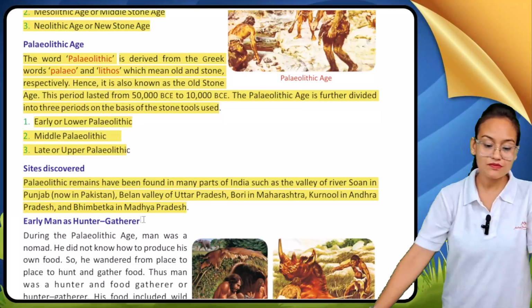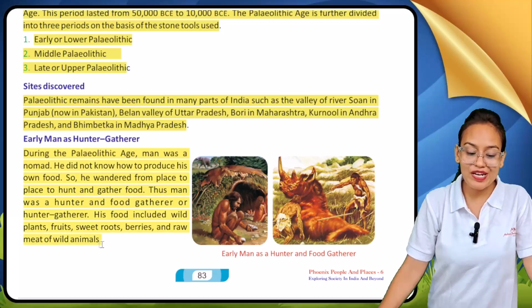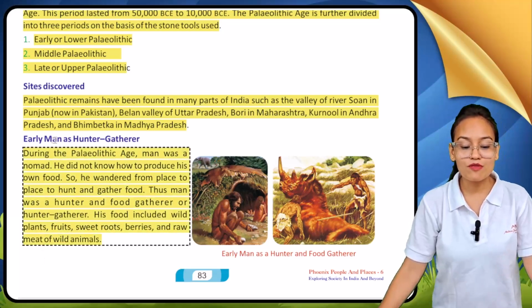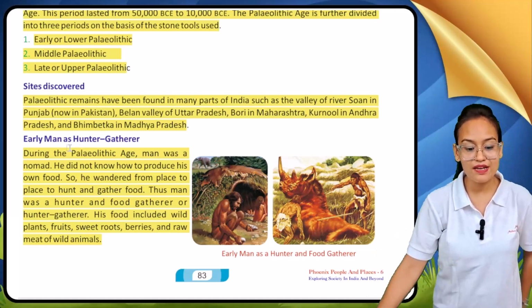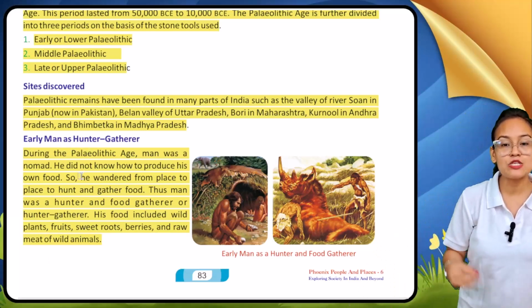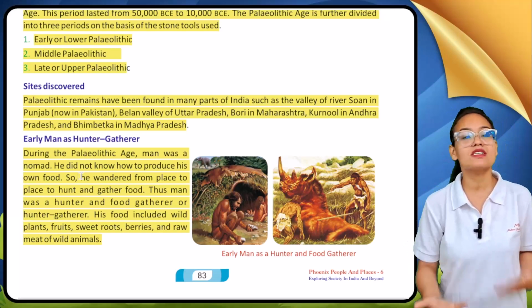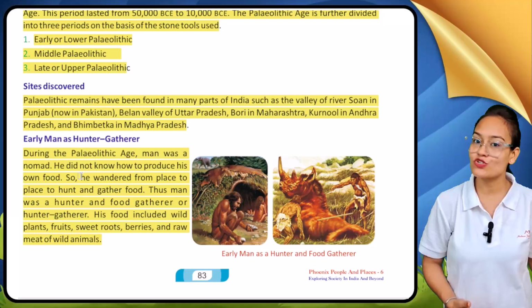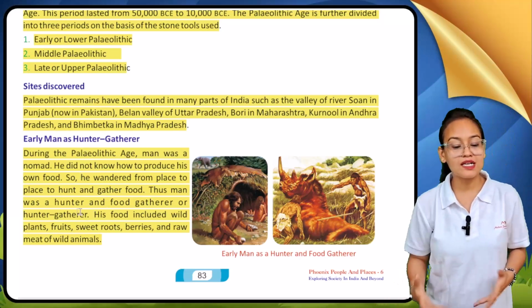Now, early man as hunter gatherer. You all know, my dear students, what type of job our early men used to do. They were hunters and gatherers. In the Paleolithic age, early men were usually nomads, meaning they continuously changed their places. Why? In search of food. Thus man was a hunter and food gatherer.